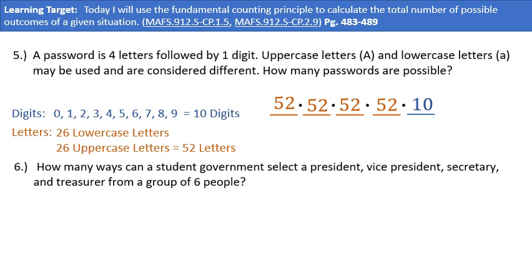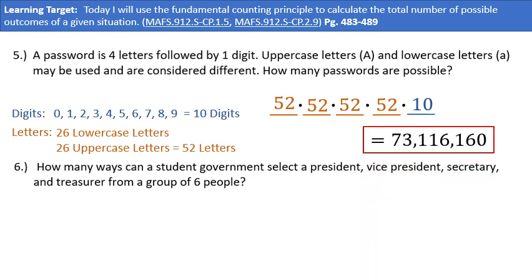52 times 52 times 52 times 52 times 10. Mr. Weber, this is going to get really big. Yes, it's going to get really, really big. Okay, it's not wrong. It's just big. Grab your calculator, figure out what it is. 73,116,160. Yeah, told you, it's going to get big.